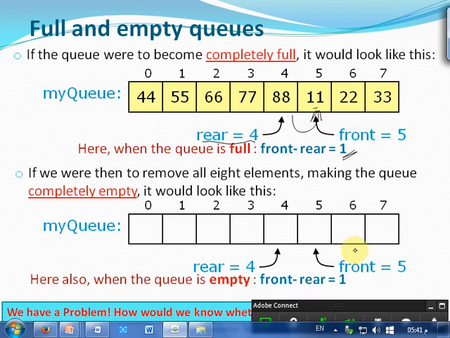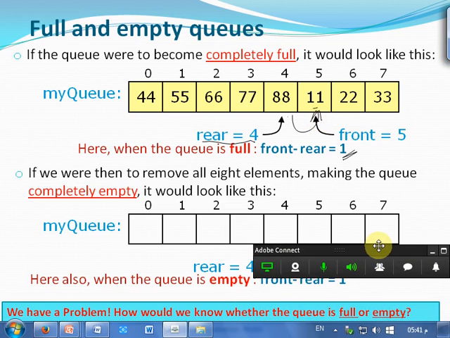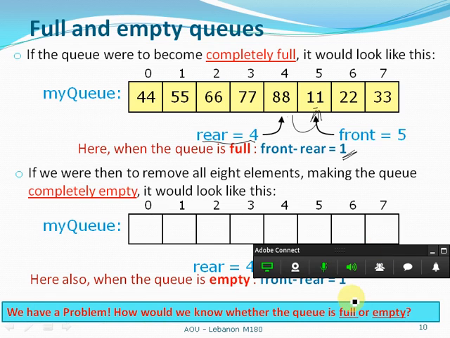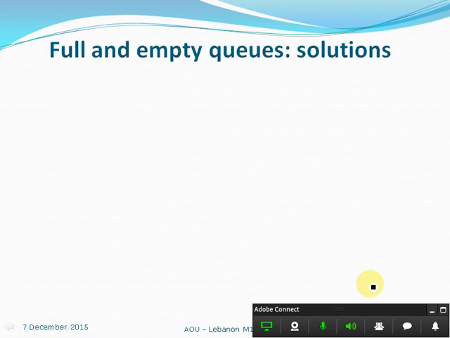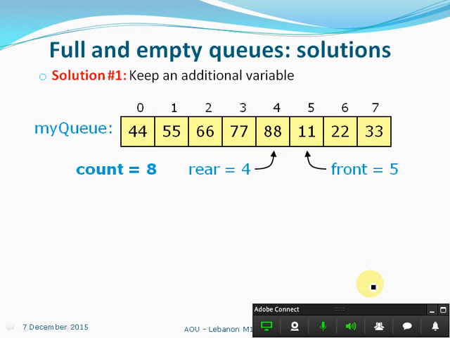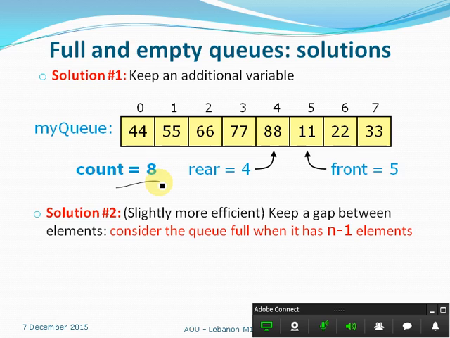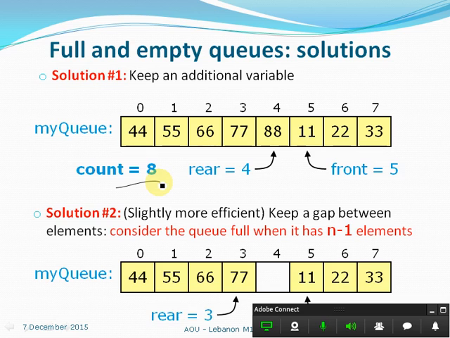So we have a problem here that both are 1, and we don't know whether it is full or not. If front minus rear is 1, now here the question is whether it is full or empty, we don't know. Now the solution to this problem is to keep an additional variable called counter.